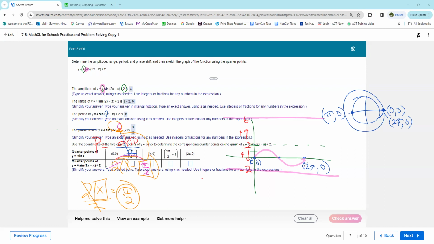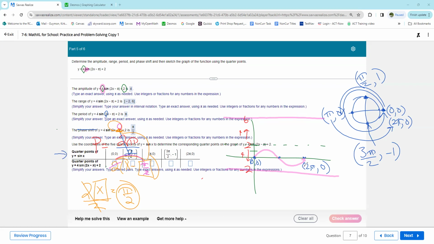Some of our other key points: when we're right up here, halfway to pi would be pi over 2, and my y up there is 1, the maximum it ever gets. And then down here, halfway between pi and 2 pi, that's 1.5 pi, usually written as 3 pi over 2, and that's down at -1. That point is what we might otherwise think of as 270 degrees. So that's what they have as the original quarter points of sine.